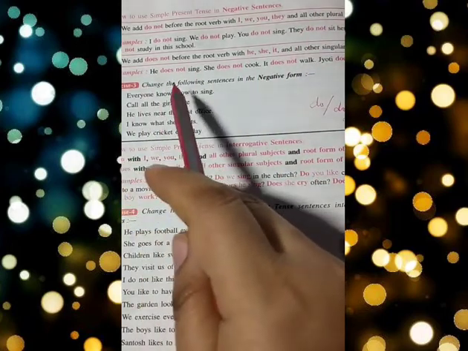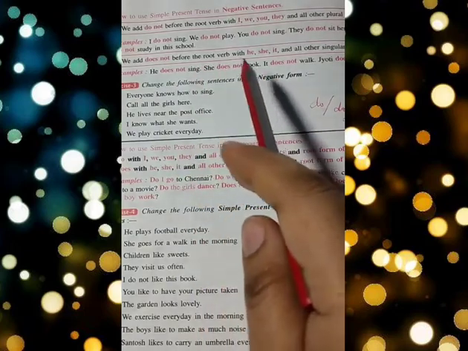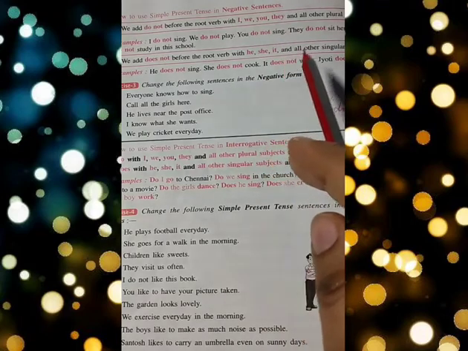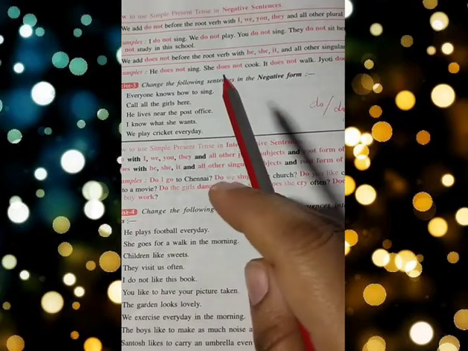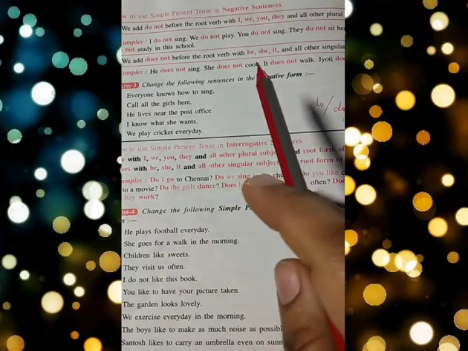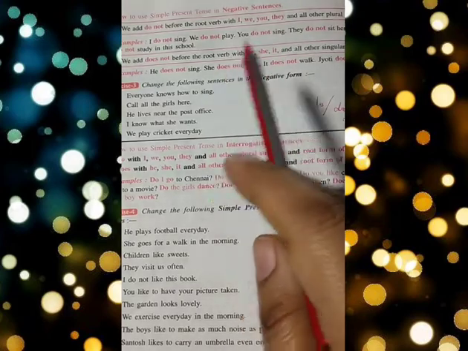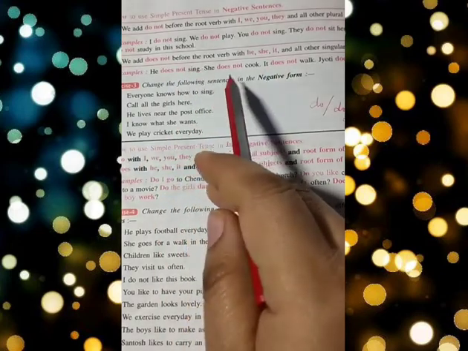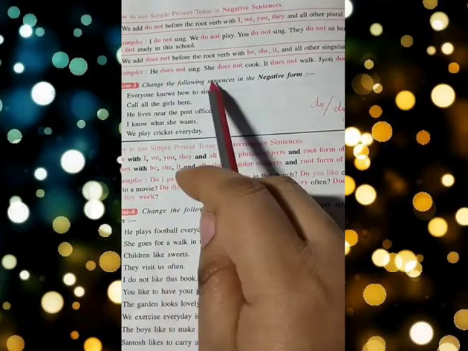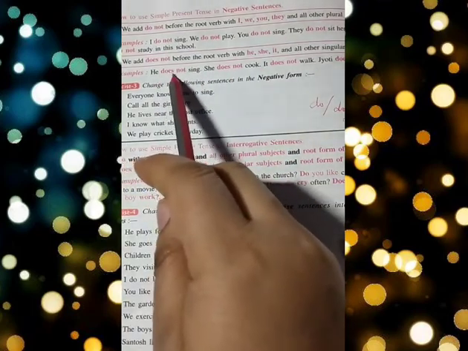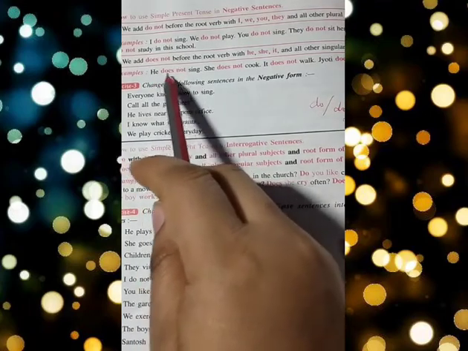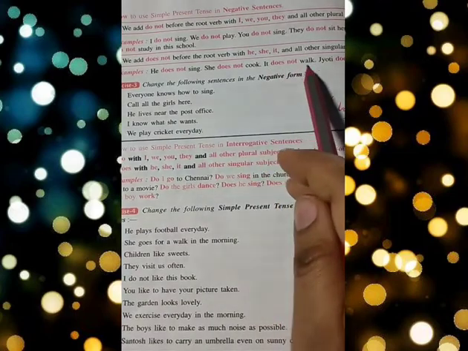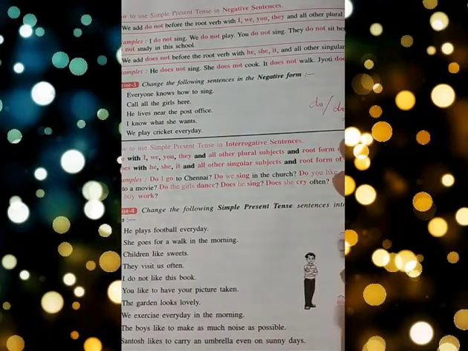Now, second thing, we add does not before the root verb. Root verb means the first form of the verb with he, she, it and all other singular subjects. That is, with third person singular subjects, we add s or es plus not. So here we have used es. He does not sing. She does not cook. It does not walk. Jyoti does not dance.